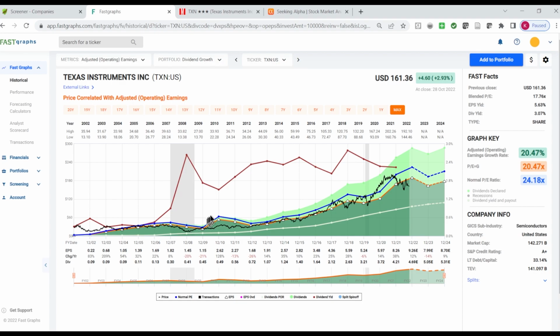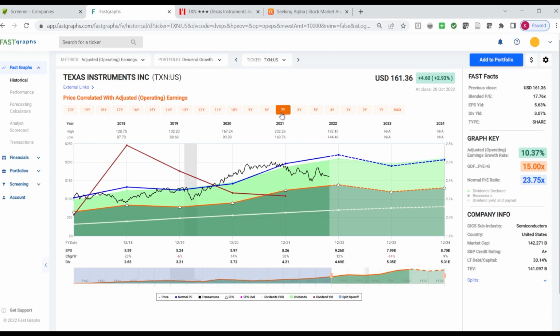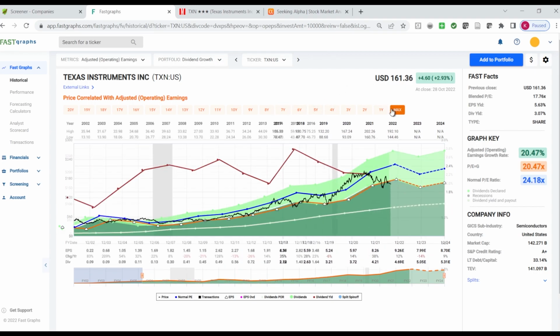So for instance, if you look at the black line, that is the price of the stock. So you can see the movement of the price of the stock over the last 20 years. I can shrink this down if I want to. Let's say the last 7 years. It would give me a different picture, a different look. But for now, let's keep it out at max.